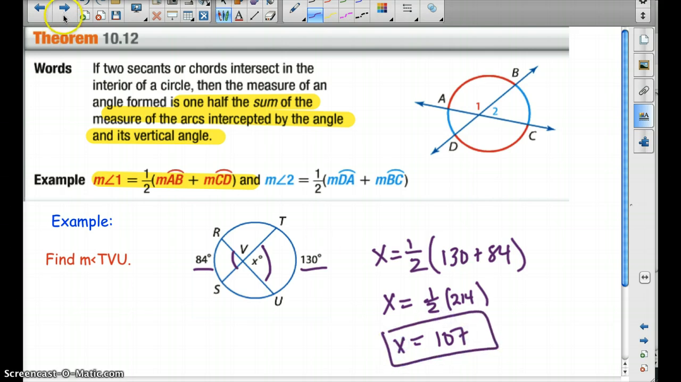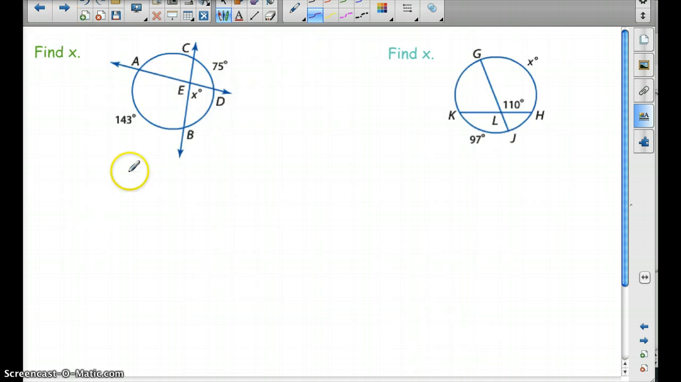Let's try some other examples that you will see on this quiz. Here we want to find x. However, if you notice, we don't know this arc and we don't know this arc here. So we can't find x directly, but we can find e. And then if you notice, e and x are supplementary. Okay, so let's find e and then know that e and x are supplementary.